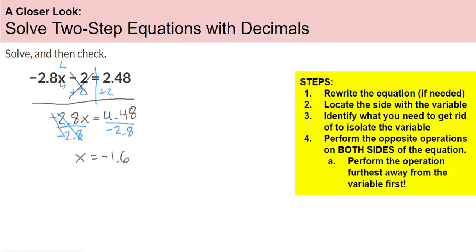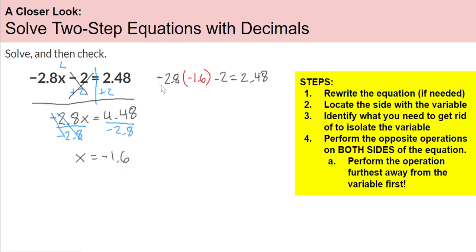As always, plug this back in. So wherever we see x, we're going to plug this in instead. So we could say -2.8 times x. Instead of x, I'm going to write what we got for x, -1.6. And then -2 equals 2.48. And then solve this, see if that actually does work.